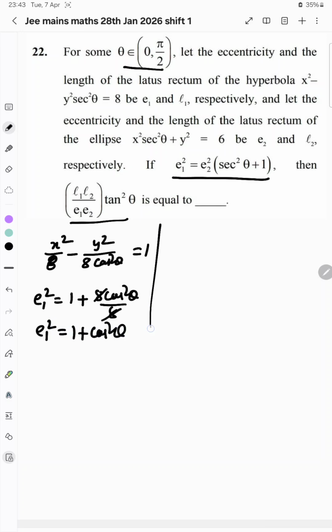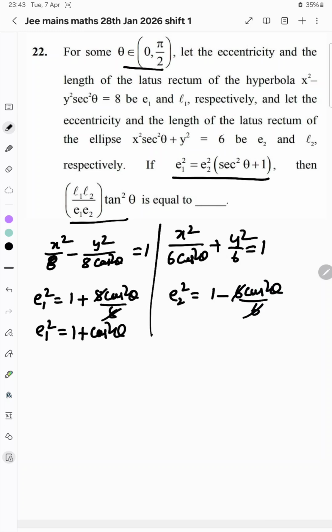Next, from the ellipse equation, observe. Dividing by 6, we get x squared by 6 cos squared theta plus y squared by 6 equal to 1. Here the major axis is clearly on the y axis because 6 is greater than or equal to 6 cos squared theta. Then the eccentricity formula is E2 squared equals 1 minus smaller by bigger, so 6 cos squared theta by 6. So 1 minus cos squared theta, what is that now? Sin squared theta.